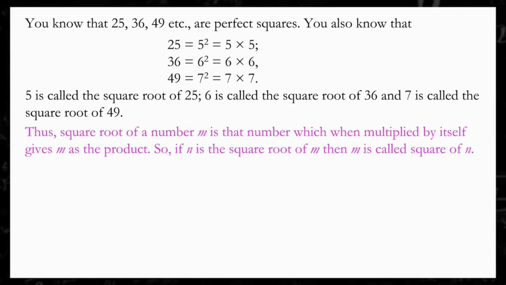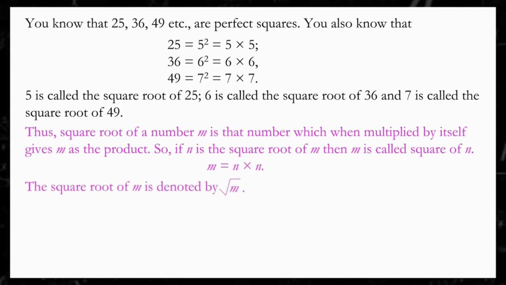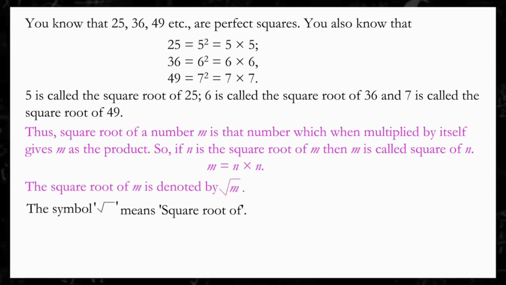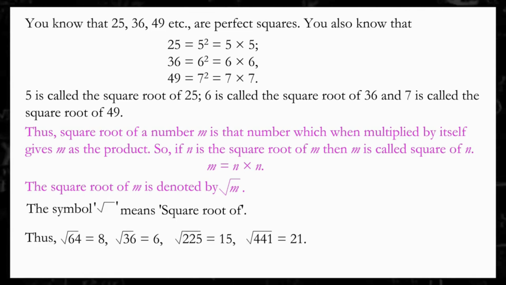Thus, the square root of a number m is that number which when multiplied by itself gives m as the product. So, if n is the square root of m, then m is called the square of n. m is equal to n multiplied by n. The square root of m is denoted by root of m. The symbol means square root of. Thus, square root of 64 is equal to 8. Square root of 36 is equal to 6. Square root of 225 is equal to 15. Square root of 441 is equal to 21.